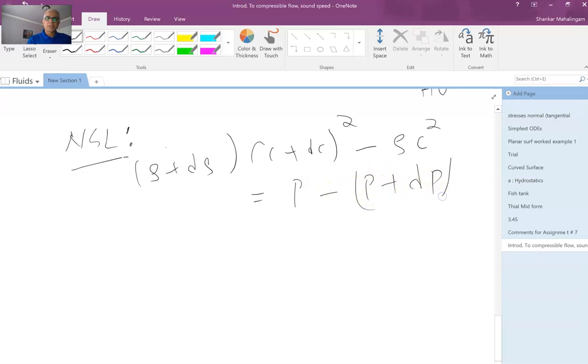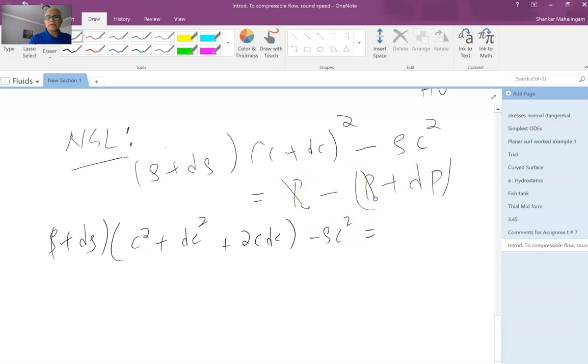So the difference in pressure has to be multiplied by the area. So there's a unit area multiplying all of these terms, which we have taken out. All right, so let's think about expanding the left-hand side. The left-hand side is simply going to be (rho plus d rho) multiplying (C plus dC) squared, which gives C squared plus dC squared plus 2C dC, minus rho C squared equals, and of course here the P's cancel out, and I'm left with negative dP.